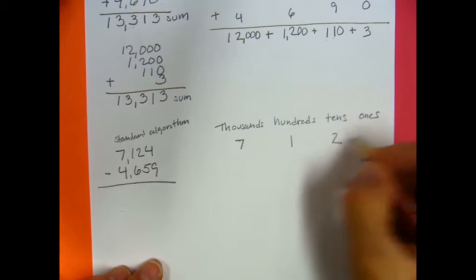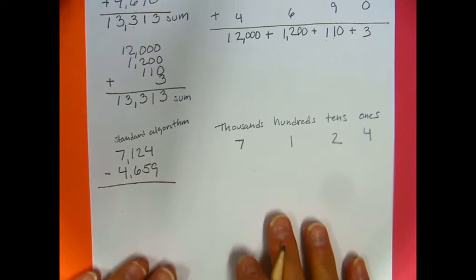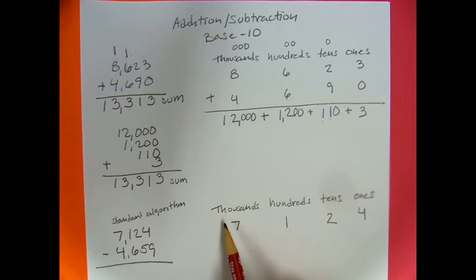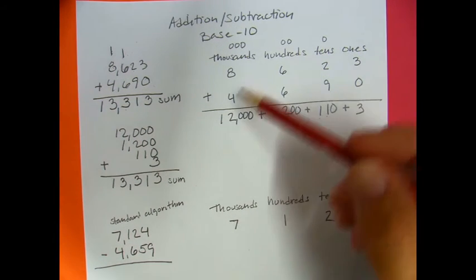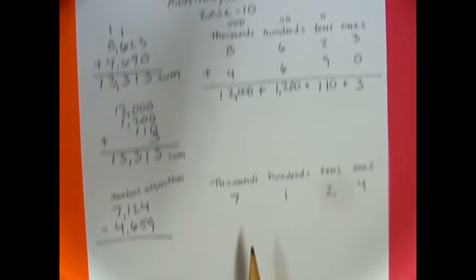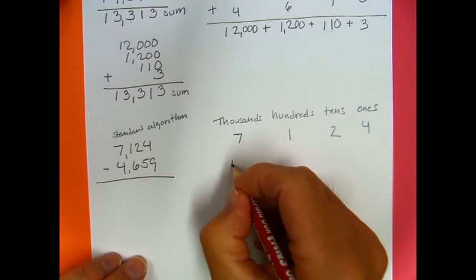The starting point is the same as if we're doing addition or subtraction, because this is the base 10 system. It's always going to look like this, no matter what we do. Let's start with the next number. We have a 4. We have a 6. We have a 5. And we have a 9.